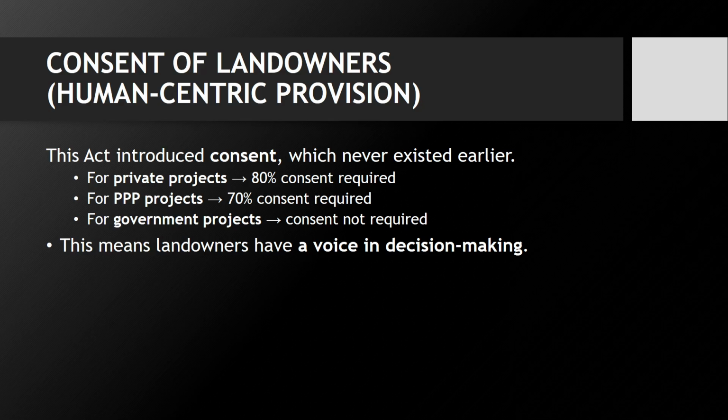So how? Let's see. For private projects, 80% consent required of affected families. So you know what is the definition of affected family? These families will give consent, and 80% consent we need for private projects. For public private projects, 70% consent required. Okay. And for government projects, consent not required. Okay.